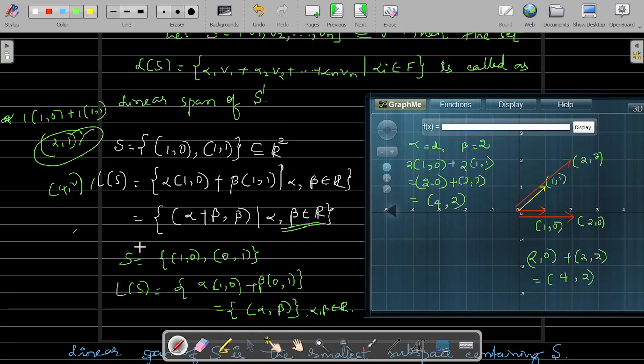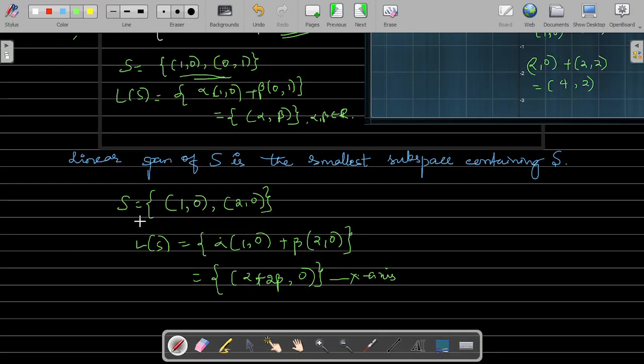When you take the linear span of i cap and j cap, the unit vectors along the x and y axis respectively, alpha into (1, 0) plus beta into (0, 1) gives you (alpha, beta). You know that any point in R square is nothing but (x, y), represented as (alpha, beta) with alpha, beta belonging to R. So the linear span of these two standard vectors is the entire plane R square. That means it goes to each and every vector. The linear combinations of these two vectors will not leave any point in the entire plane. It goes to each and every point. That is called its linear span.